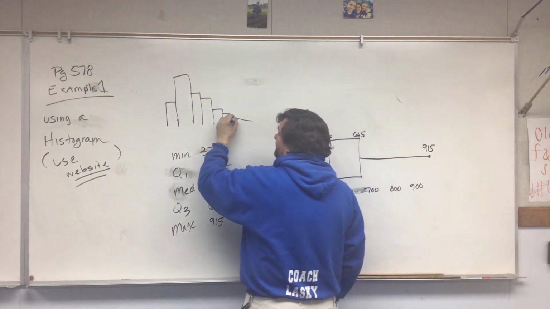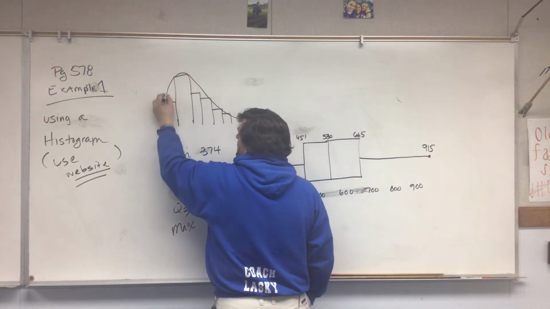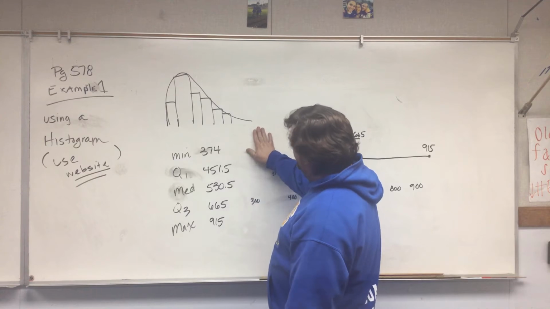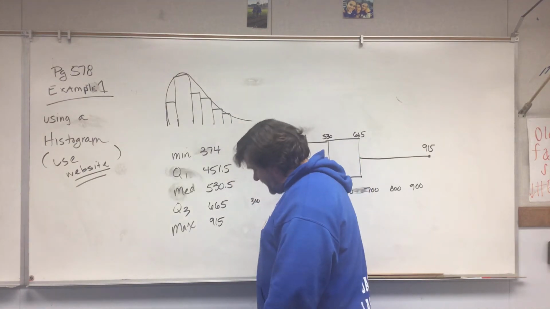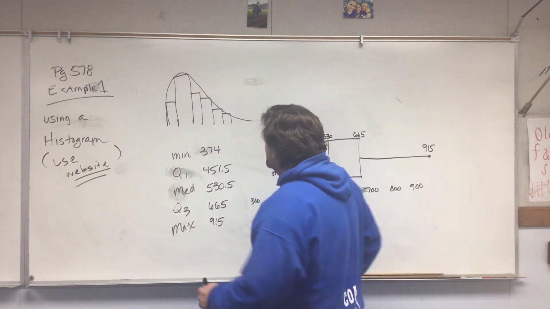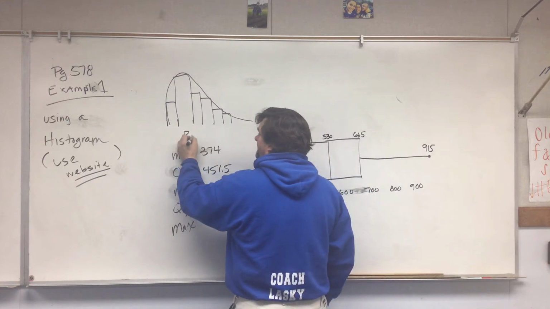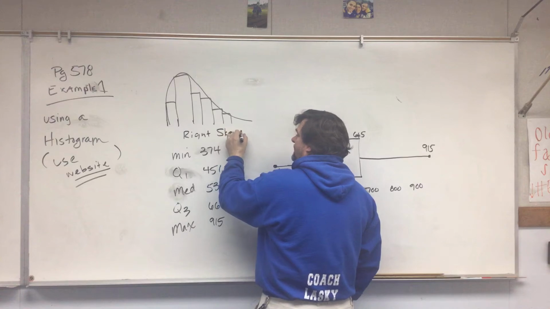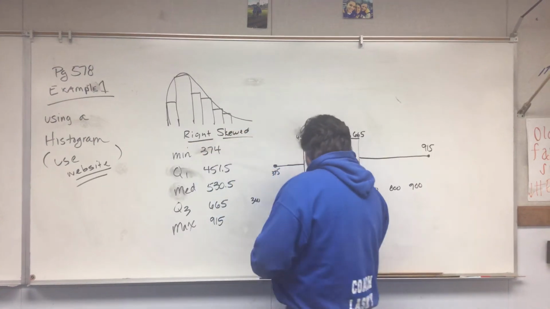And if we just follow the curve here, it kind of looks like my right foot. If you put your right foot up here and look down at it, it looks like my right foot. So this is going to be a right skewed distribution. So it's skewed to the right.